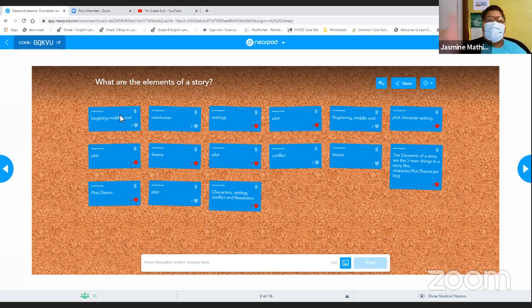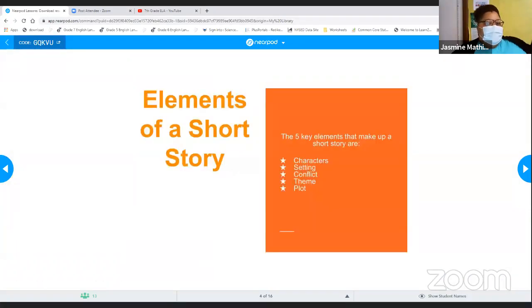Okay. But we're missing one. So we know that there's five, and I'm seeing quite a few. Oh wait, nope, we're not missing it. I'm missing it. So the elements of a story are simply character, setting, plot, theme, conflict, right? So those are the five elements of a story. So let's take a look.